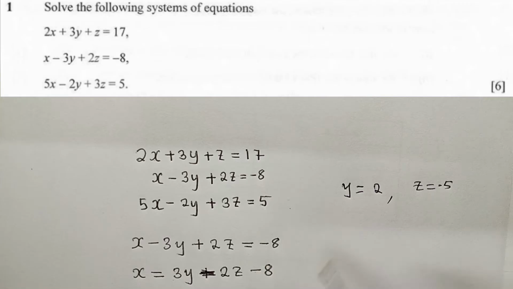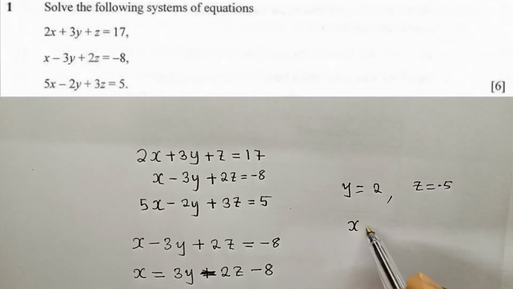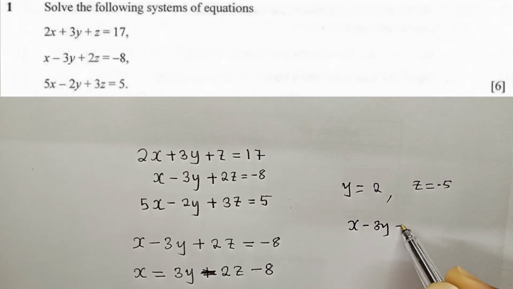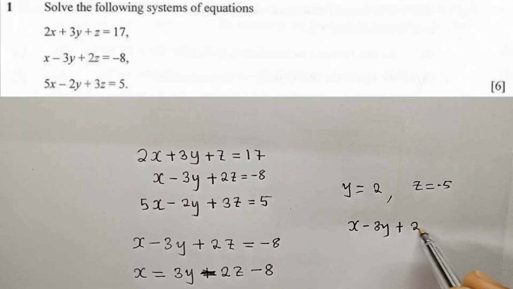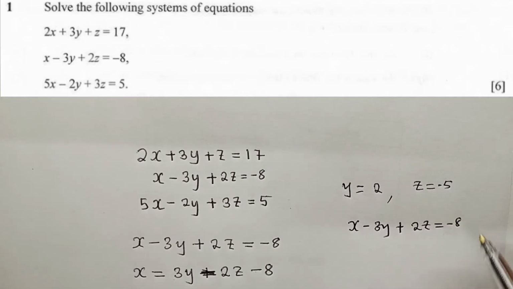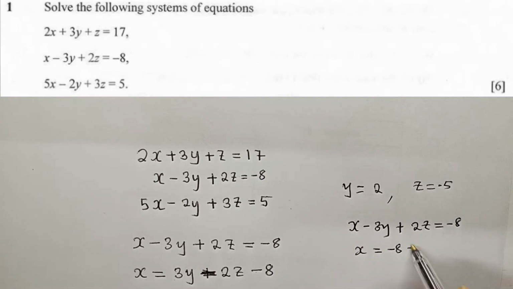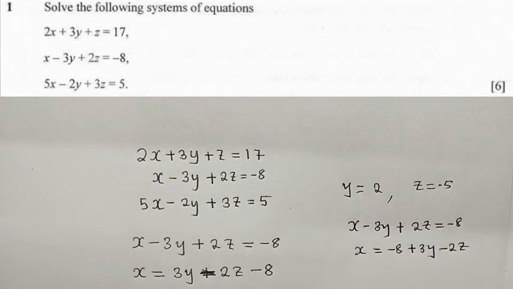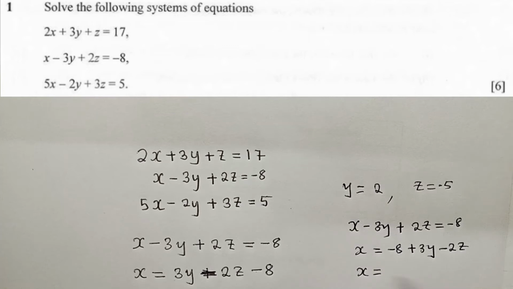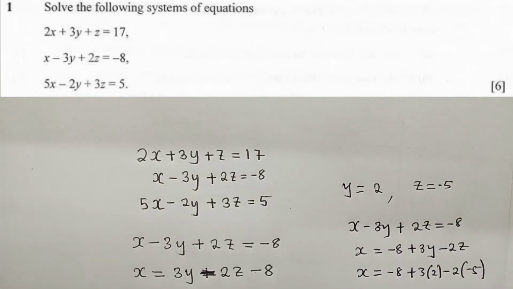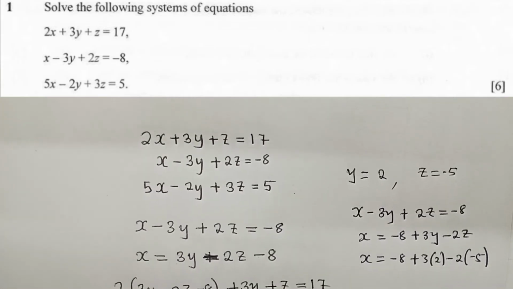I'll use this one. So I'll say x minus 3y plus 2z is equal to negative 8. x is equal to negative 8 plus 3y minus 2z. Okay. x is equal to negative 8 plus 3, y there is a 2, minus a 2, and negative 5 here. So you solve for x.